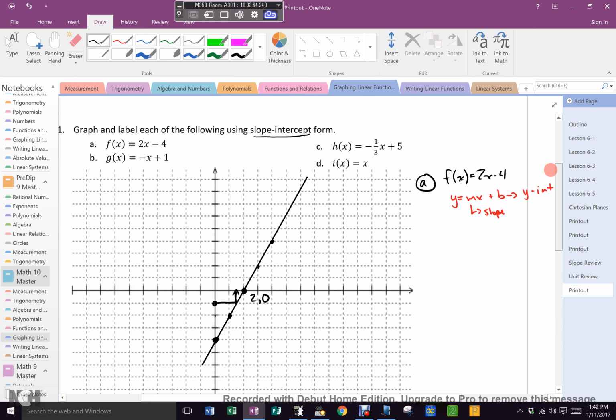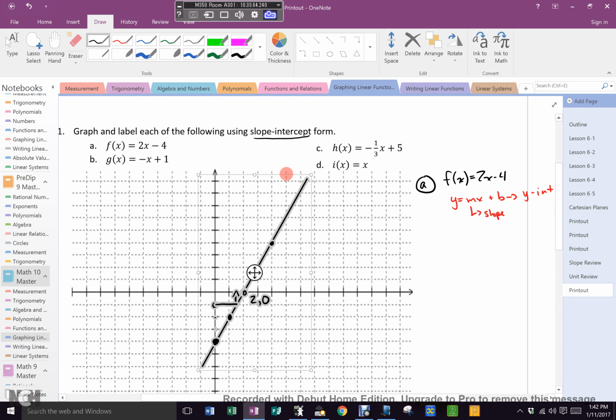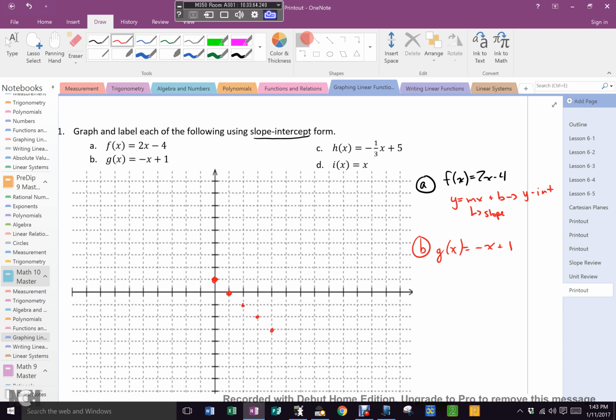Now let's graph the other 3. I'm going to erase this because the graph gets very confusing. B, I'm going to write in red. G of x equals negative x plus 1. Now, I'm still in slope-intercept form, plus 1, but I have a slope of negative 1 now. So down 1, right 1, down 1, right 1, down 1, right 1, down 1, right 1, and then connect the dots.